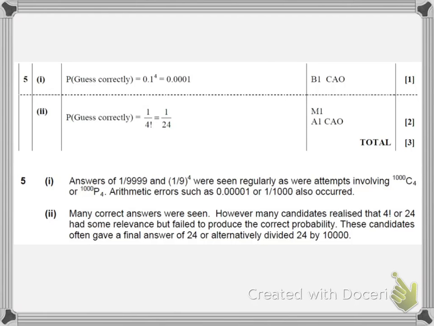The mark scheme and some comments from the examiners shown here just confirm everything that's been done previously. Common mistakes were using 9999 rather than 10,000 and not getting the idea of a probability of 1 correct way out of the number of ways possible.